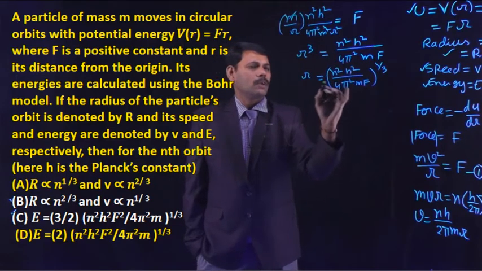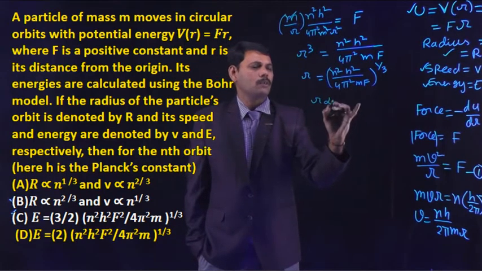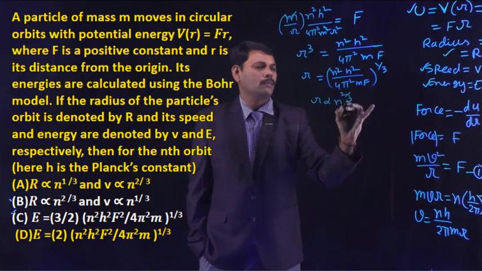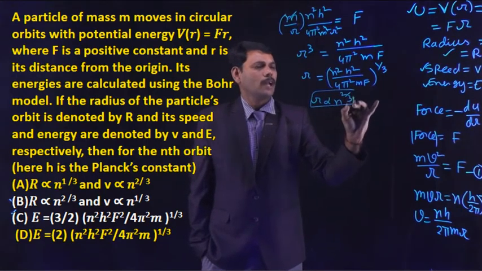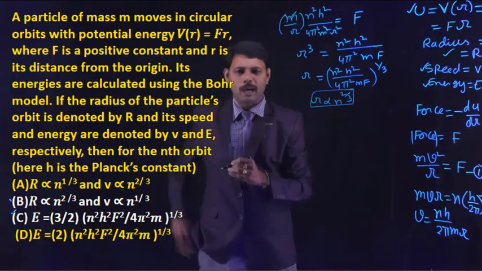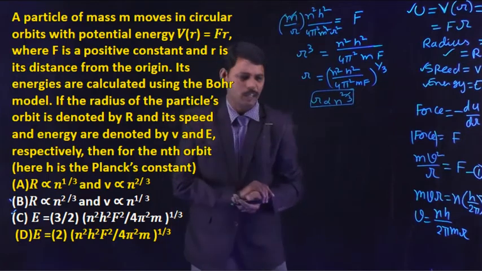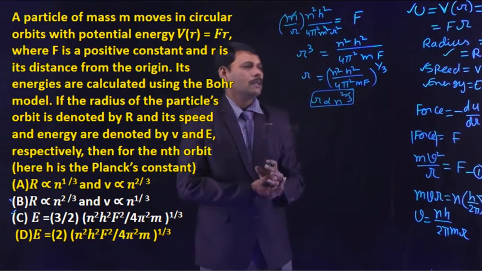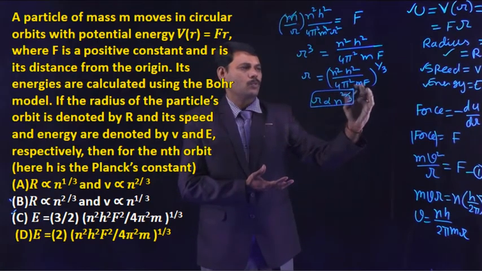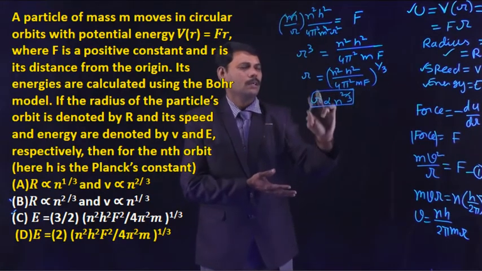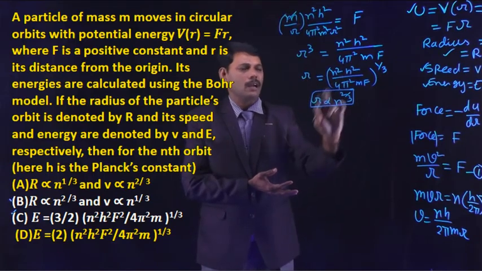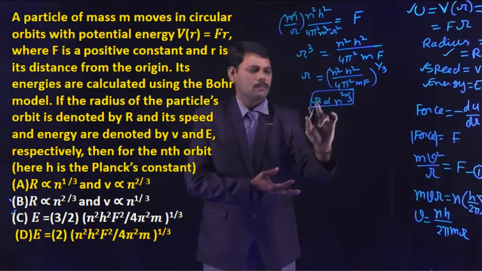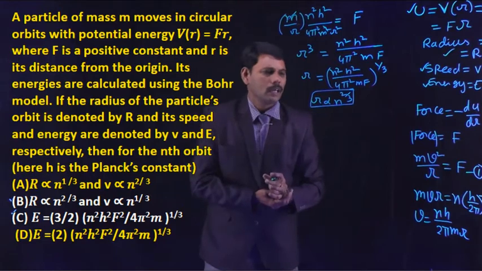From here we write r proportional to n power 2 by 3. Later we compare this with the options. Multiple options are correct, and finally we verify them. So far we find r proportional to n square h square by 4 pi square m F, whole power 1 by 3, so the relation between r and n comes out as r proportional to n power 2 by 3.